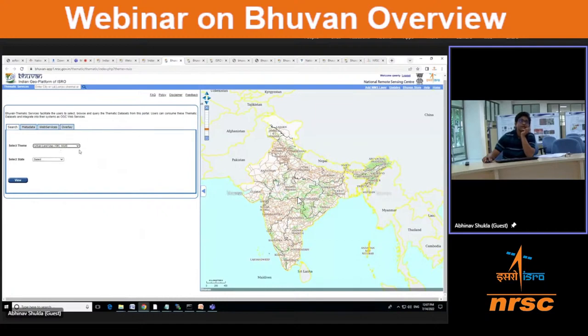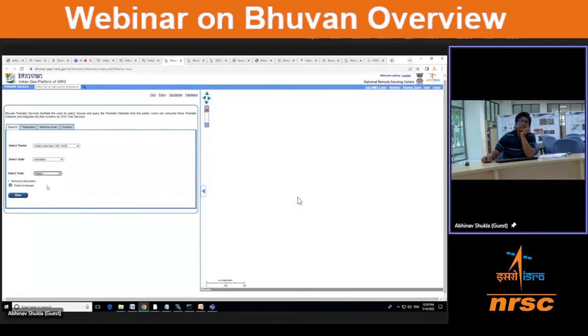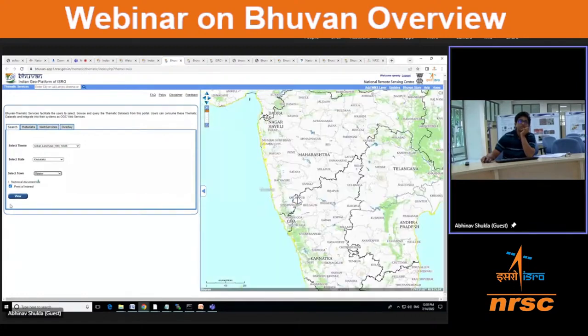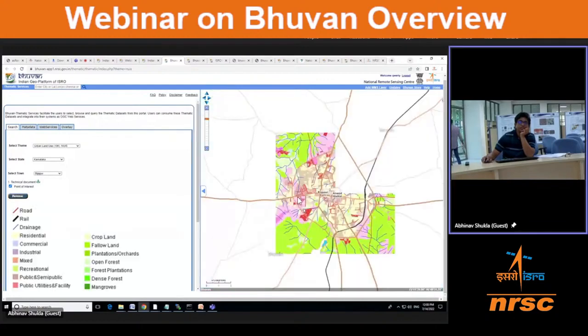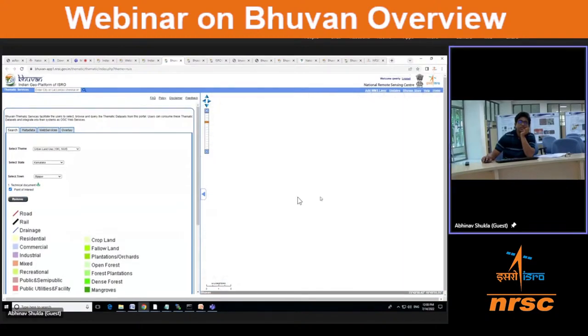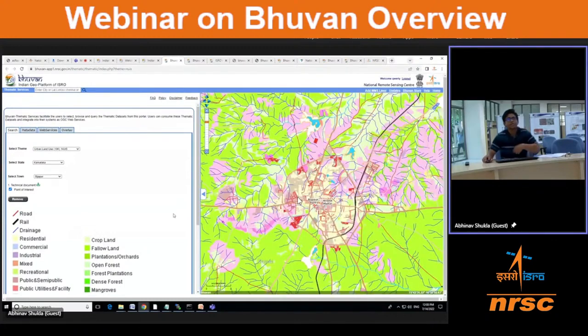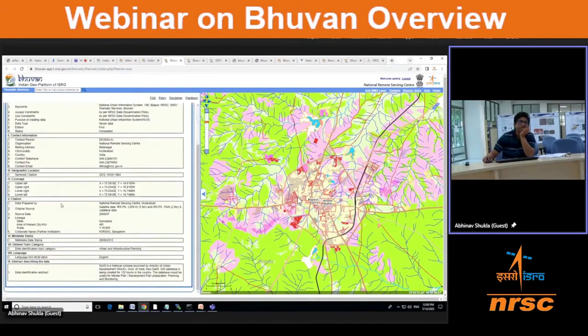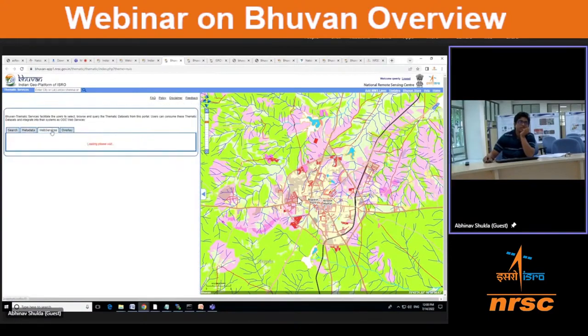So this is the urban land use land cover. Select a particular state. Once we click on the view, we can get the urban land use land cover map. So this is the urban land use land cover map, and this is the legend we can get here. From here, we can get the metadata.